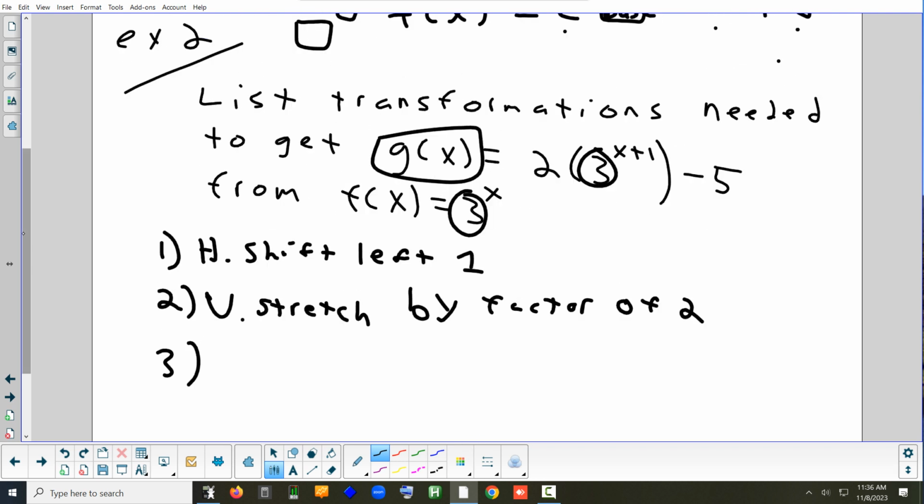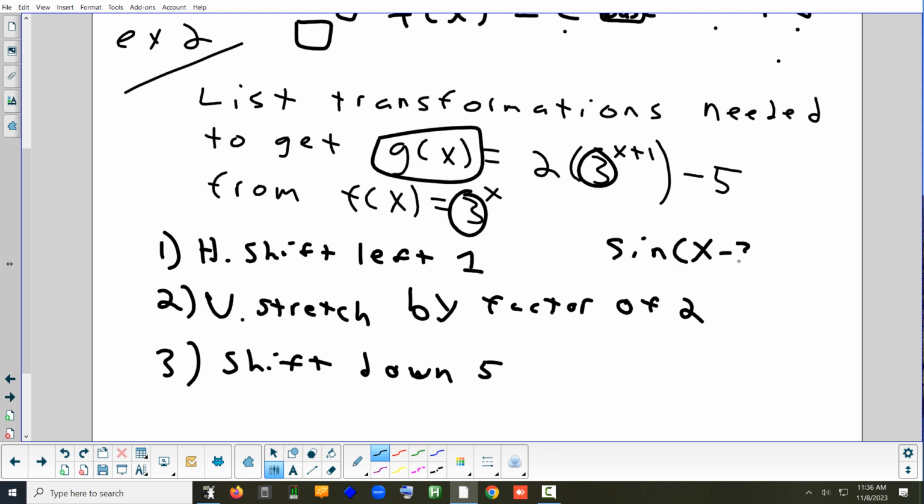Okay, and then the third thing that's going to happen, this is the last thing. Shift down 5. So hopefully at this point you're starting to get comfortable with the transformations because they are the same. And when we do trig functions, even though you don't know what this is yet, I would hope you would be able to tell me what's happening there. The sine function is being shifted right 3 and up 2. Okay, it works the same for every function that we study.